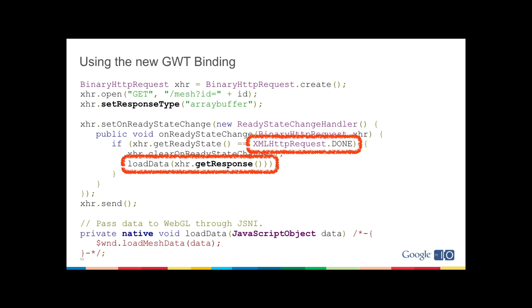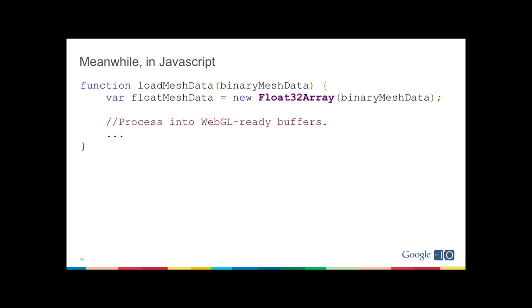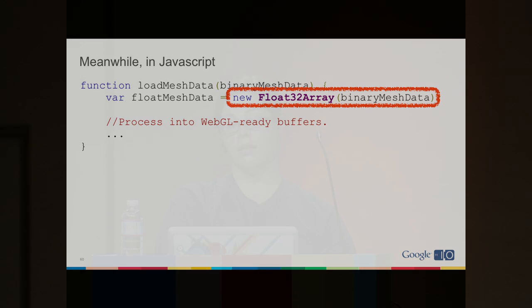You say what to do when you're done. So when it's done, you want to load data with the response body, and this load data function is a native method, which takes that JavaScript object, which I'm not trying to interpret in Java, and just passes it on over into the JavaScript side of things. And then here in the JavaScript function, I take my blob that I got passed in and make a typed array out of it. So JavaScript had not had a good way to represent binary data until the typed array specification came along.